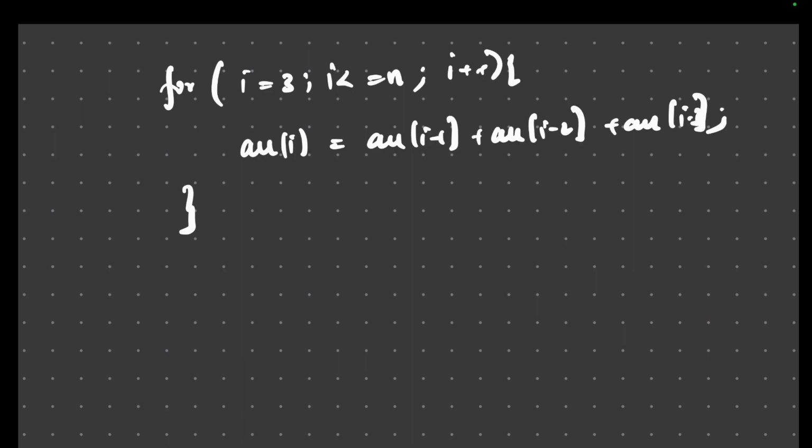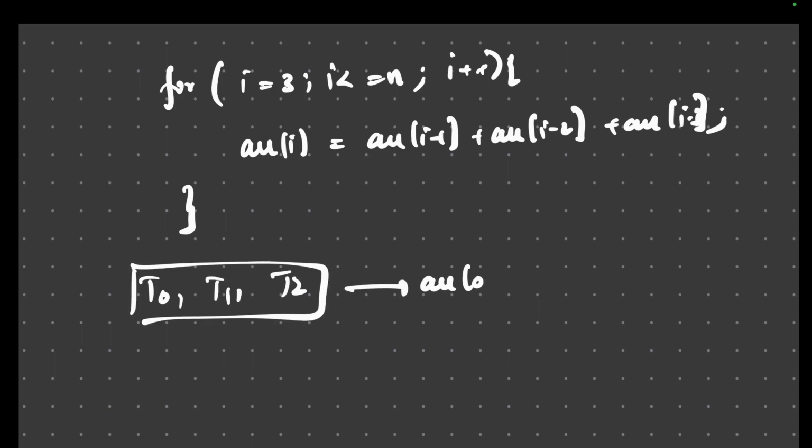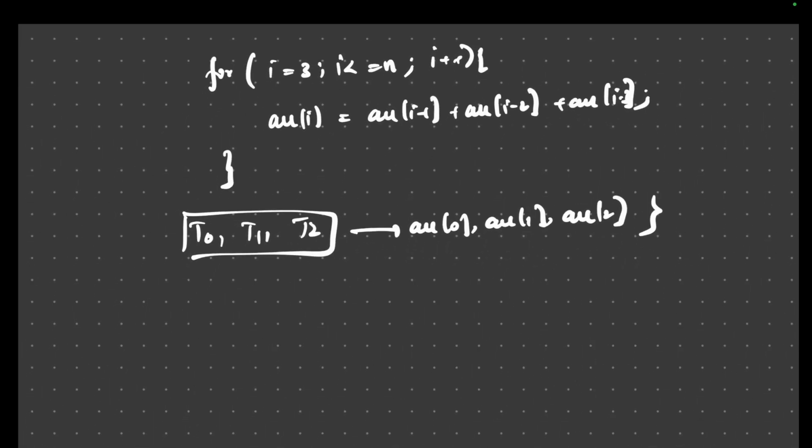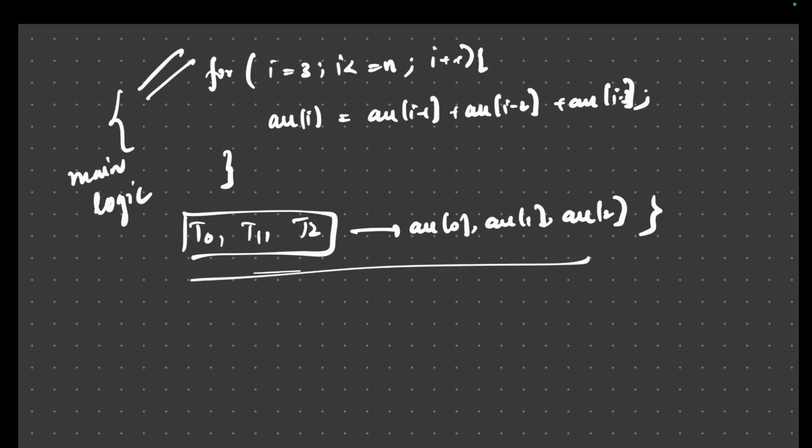And prerequisitely we have T0, T1, T2. Can I assume these values to be stored in array of 0, array of 1 and array of 2, right? Makes sense? Yes. So my approach is this is the main logic, and this is the initialization before the main logic, right?